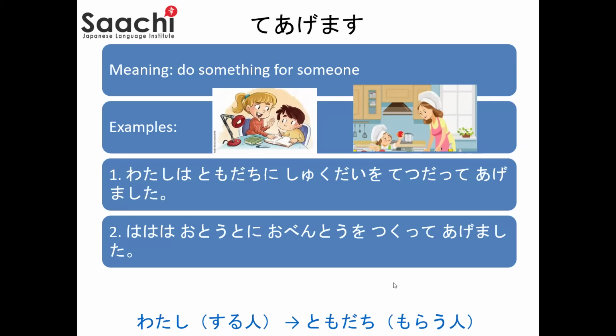The second one is haha wa ototo ni obento o tsukutte agemashita. So who is making the obento? Haha. And she is doing it for the ototo. So haha wa ototo ni obento o tsukutte agemashita. So this is watashi or anybody who is doing something for somebody else. So, in terms of a favor, or in terms of an action, you use the te form of the verb plus agemasu.